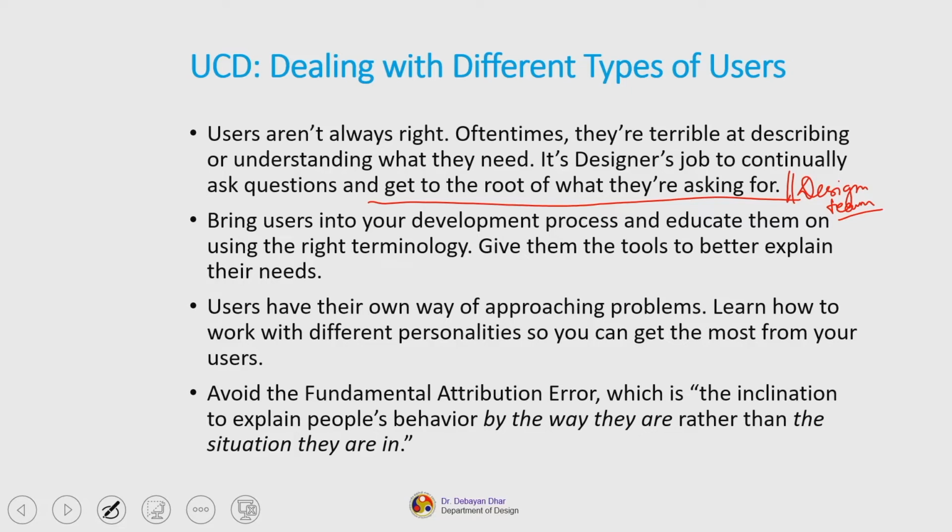Another important issue that you must understand is how to avoid the fundamental attribution error. That means, the inclination to explain people's behavior by the way they are rather than the situation they are in. That is a difference. Please understand here, this sentence has two important issues which we are discussing.